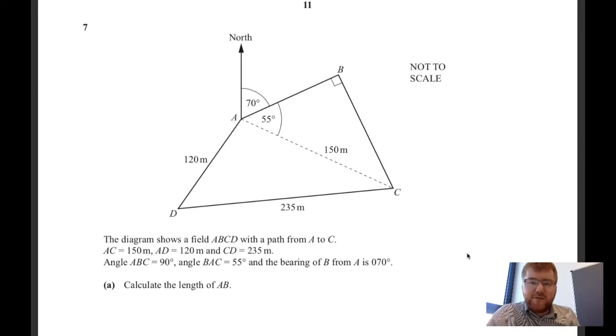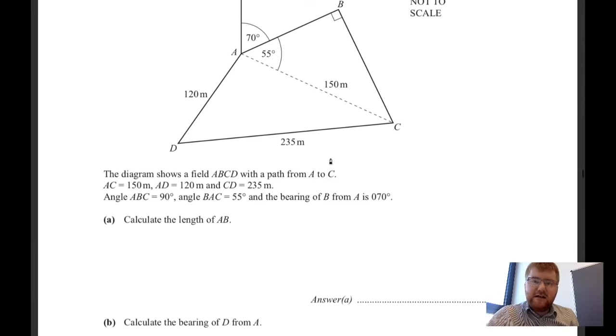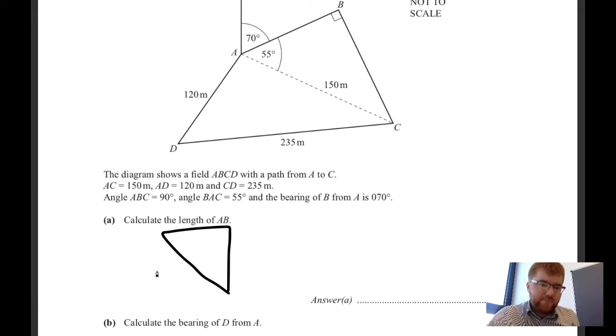So our first thing we need to do is calculate the length of AB. So that's this length here. Notice we have a right angle triangle, we have an angle on the side. That really looks to me like SOHCAHTOA or basic trigonometry. So if I draw a very quick sketch like so, this is 150, this is my right angle, like so, and I've got an angle here of 55 degrees.